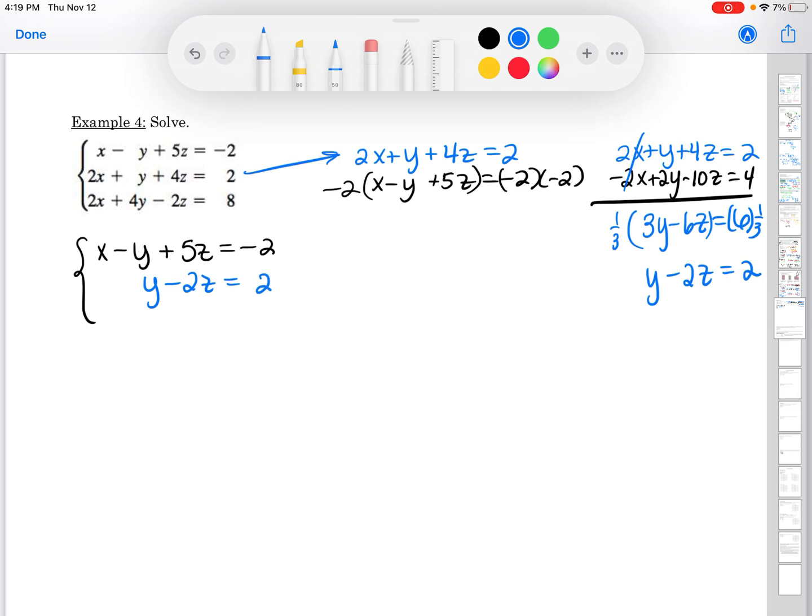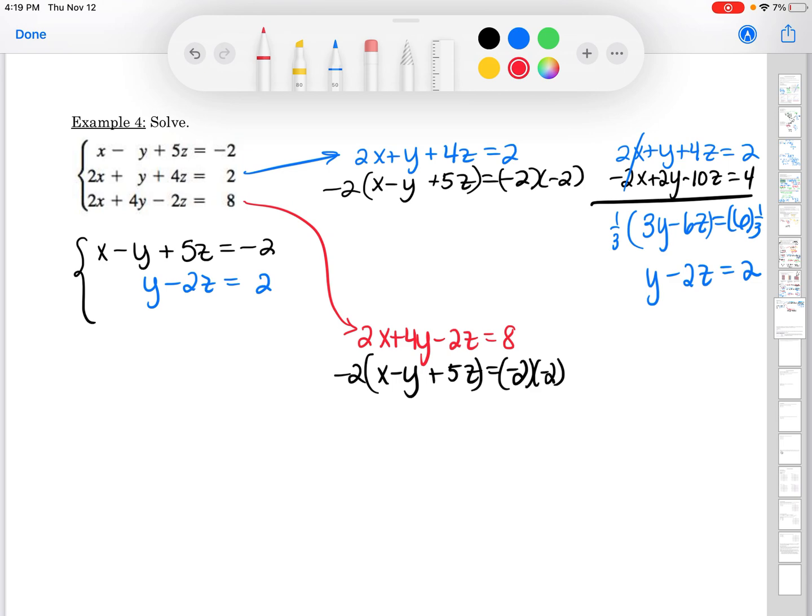Okay. The next thing I want to do is take that last equation here, and I want to try to get rid of the x's again. So 2x plus 4y minus 2z is equal to 8. And when I go to get rid of the x's, I'll use that very top row equation. So I'm going to multiply by negative 2 to get rid of the x's.